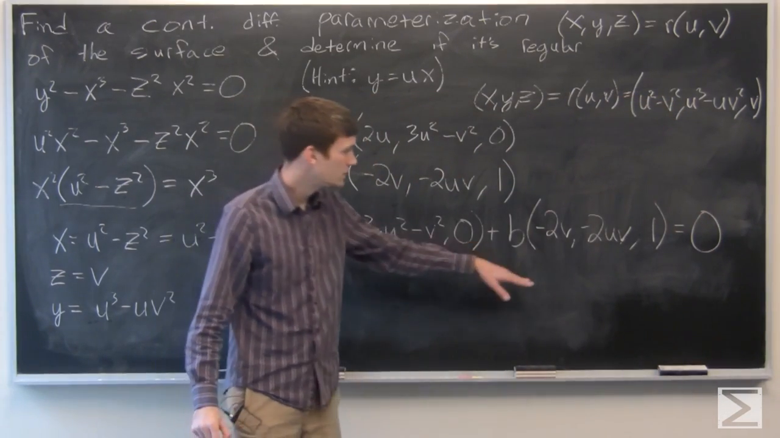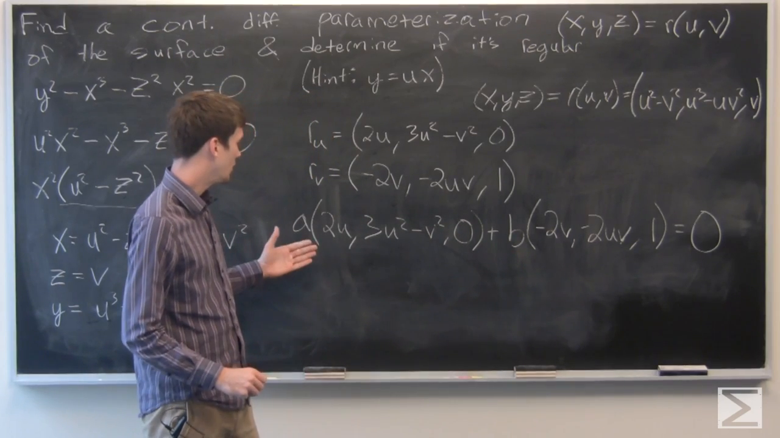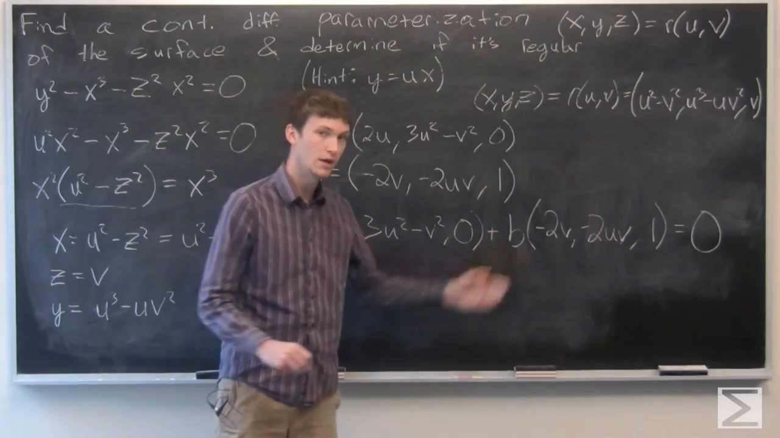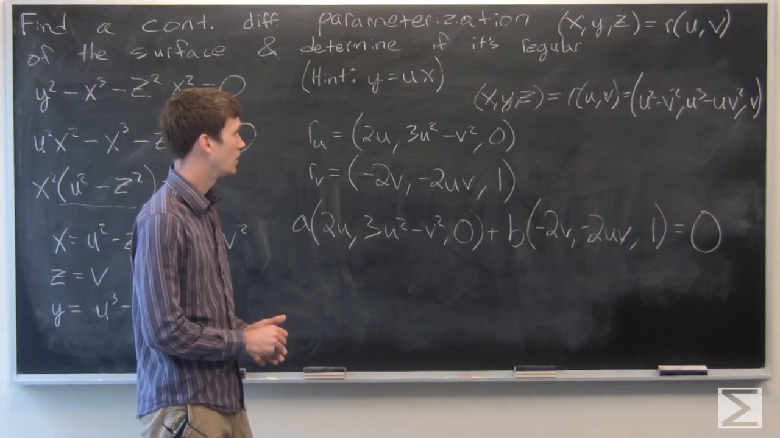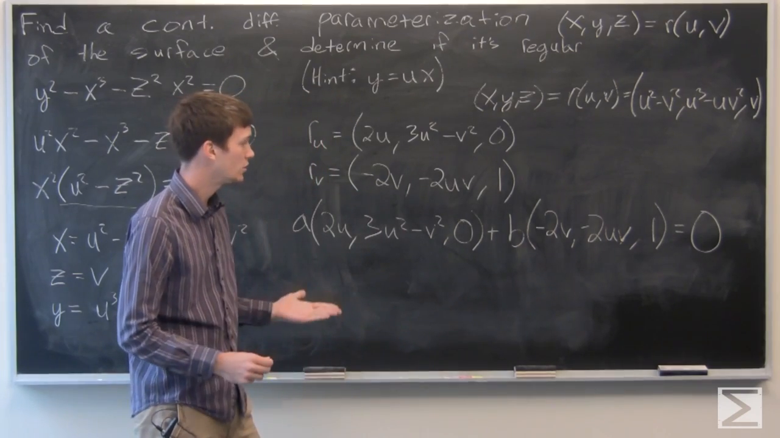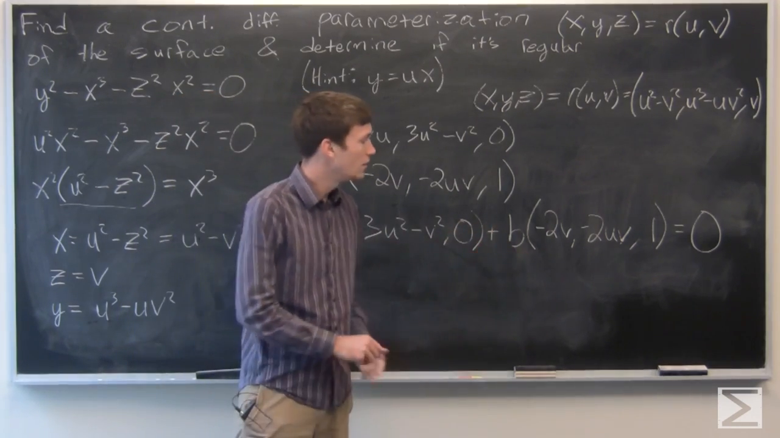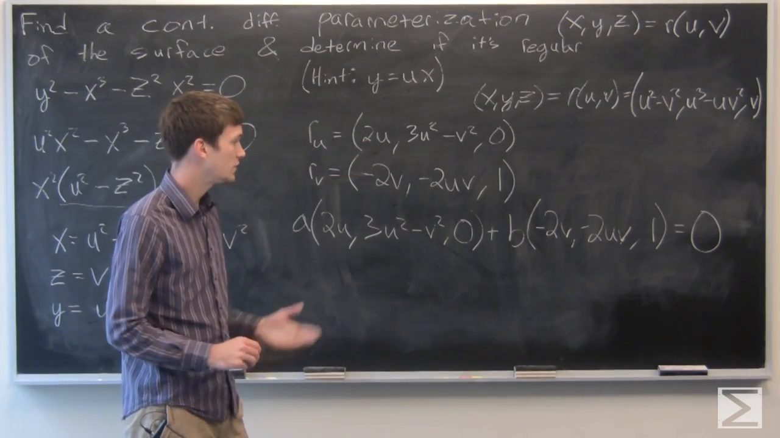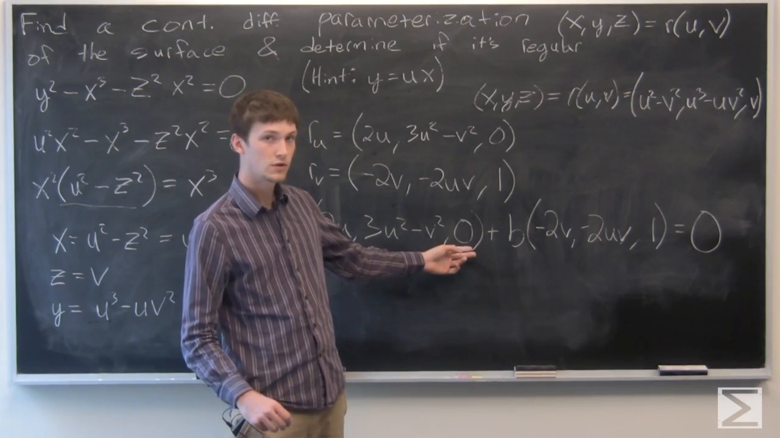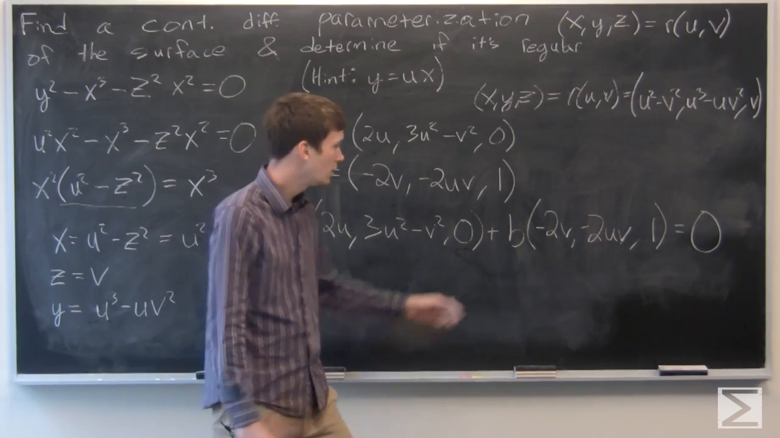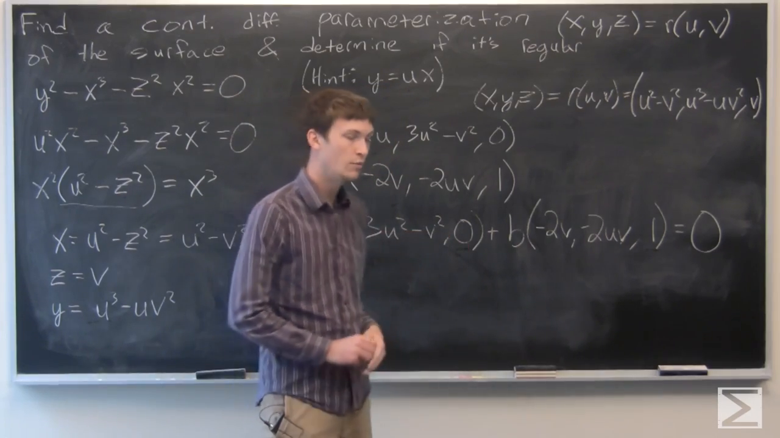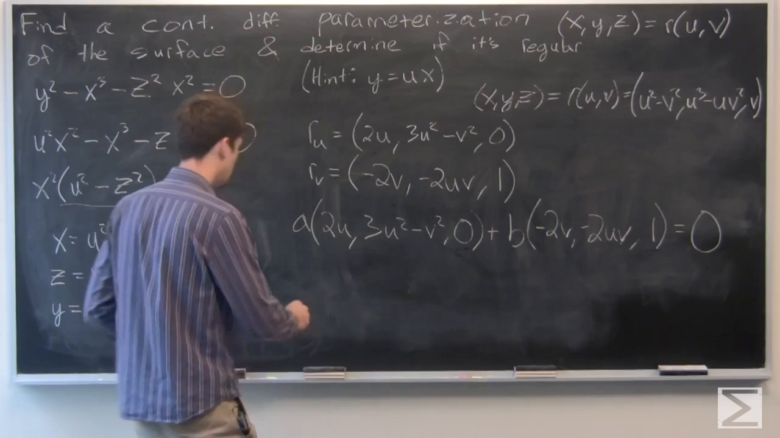So we get the following, and now we want to see if there's some combination of a and b such that this equation is satisfied. If that's true, and a and b are not both zero, then we know that we do not have a regular parameterization. If a and b are both zero, we know that we have a local regular parameterization. But if we can find some a and b such that this equation is true and they're not both zero, then we don't. So looking at the equation, we see that the third component of the first term is 0, and the third component of the second term is b.